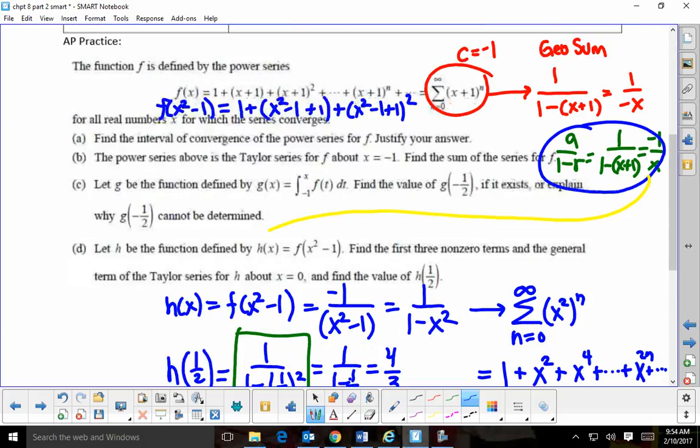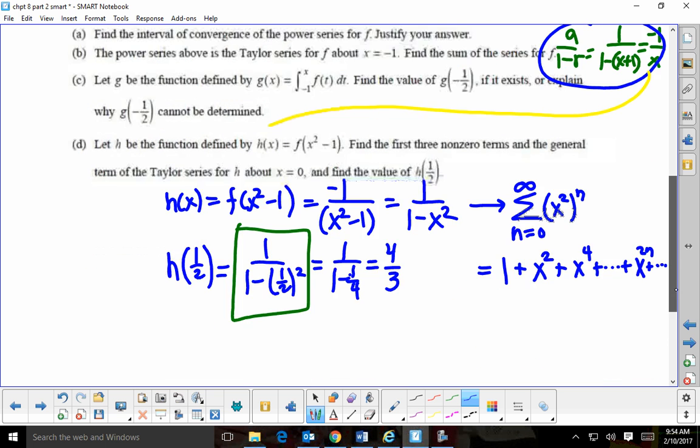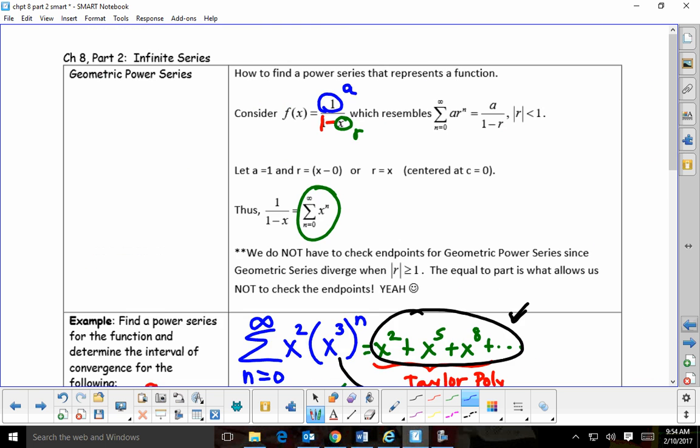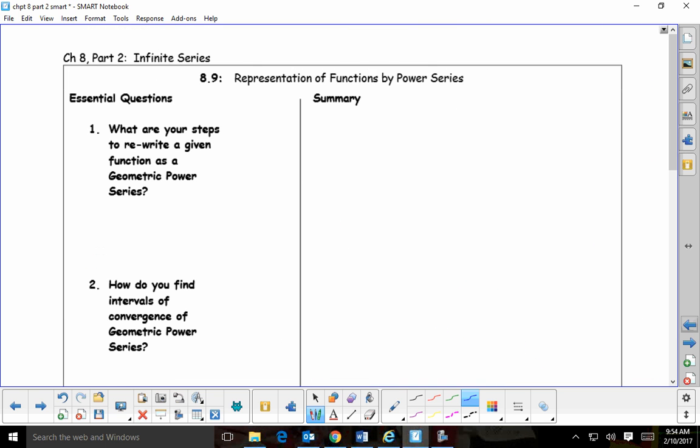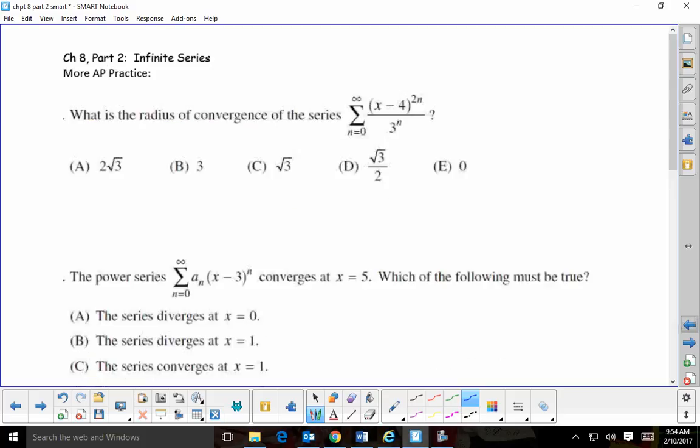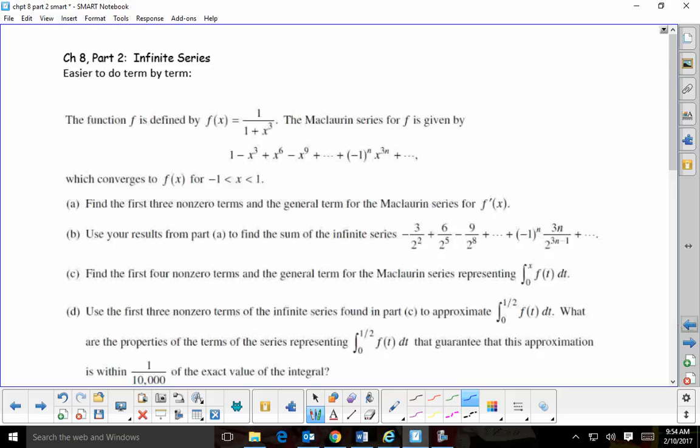What do you think? If you've done it? Okay. So we are going to go back and do some more practice. Yeah. 8.8. You want to take a 30-second time out? Zach, what do you want to do? Okay.